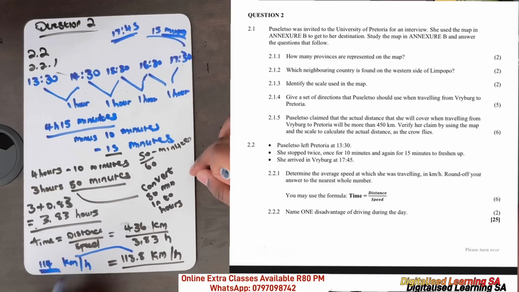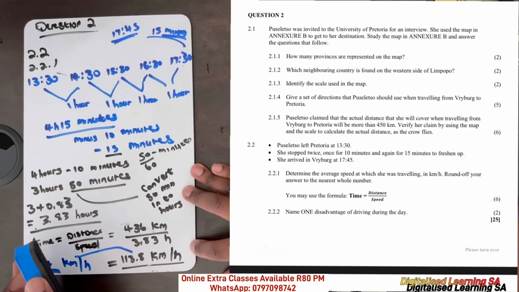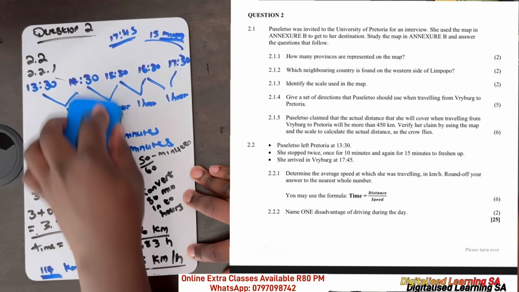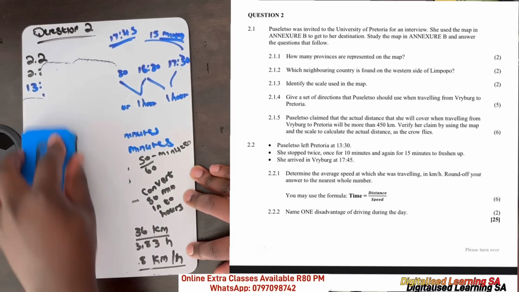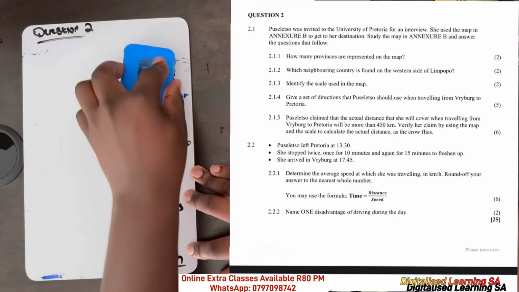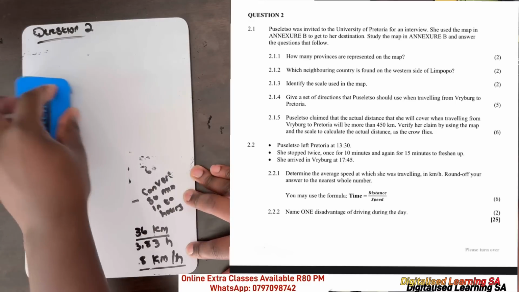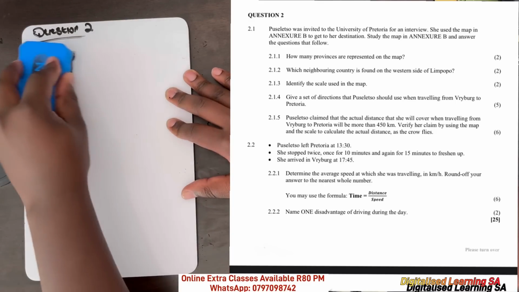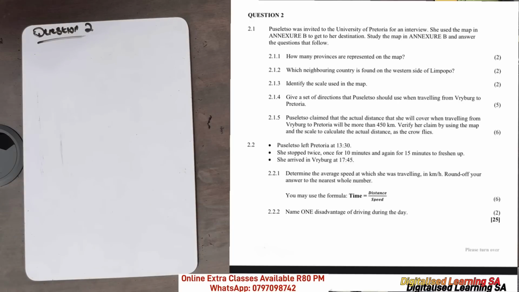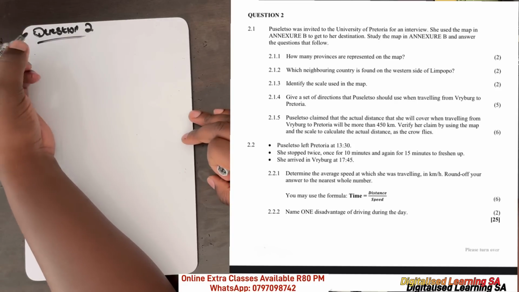kilometers per hour. I know this seems to be a bit complicated, but if you pause the video and rewatch it slowly, trying to understand where we are getting these numbers, you will see that it is very straight to the point, and you can easily get your full marks.